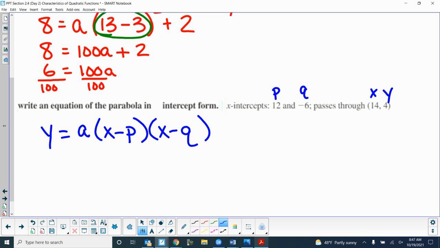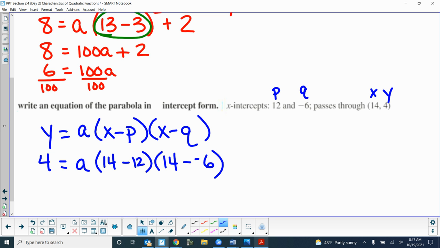Again, we have to figure out A. So over here, the y is 4, and the x is 14. All right, and one of them's 12. The other one's negative 6. Minus a negative, what do? We add, so it's actually 14 plus 6. So we get 4, and then we get A times 2 times 20.